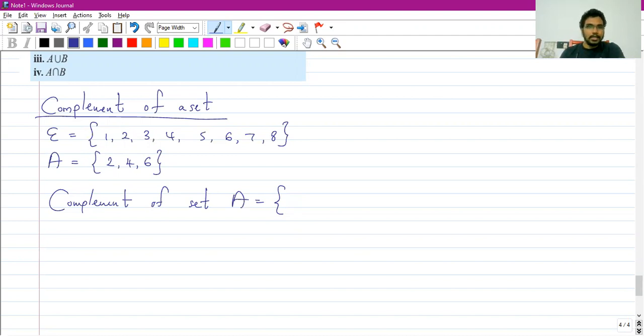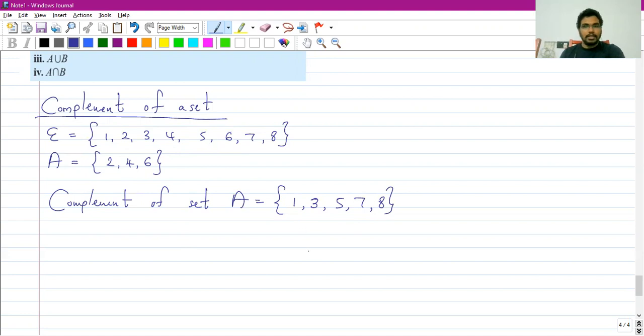So that means here A means 2, 4, 6. So the complement of A means all the elements that do not belong to A. 2, 4, 6 belong to A. The other elements do not belong to A. That means 1, 3, 5, 7, and 8. They do not belong to this subset A. So this is named as the complement of A. So I think you can understand.